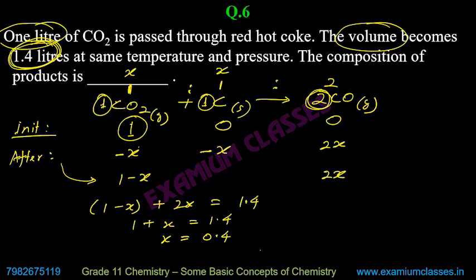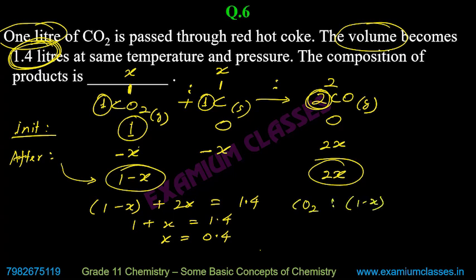So it is asked, what is the composition of the mixture? So composition of the mixture: 1 minus x is carbon dioxide and carbon monoxide is 2x. So CO2 composition is 1 minus x, that is 1 minus 0.4, that is 0.6. Composition of CO is 2x, that is 2 into 0.4, that is 0.8 liters.